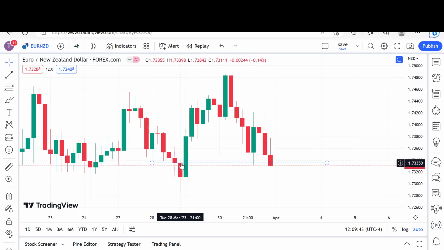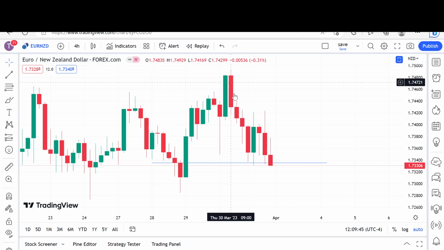We tested this higher time frame level of support. We traded down into a discount marketplace below 50% equilibrium. Higher time frame trend, daily chart, we've already concluded that that's bullish, right? We're trading with the overall higher time frame trend. So we're looking good, really nice looking level there.